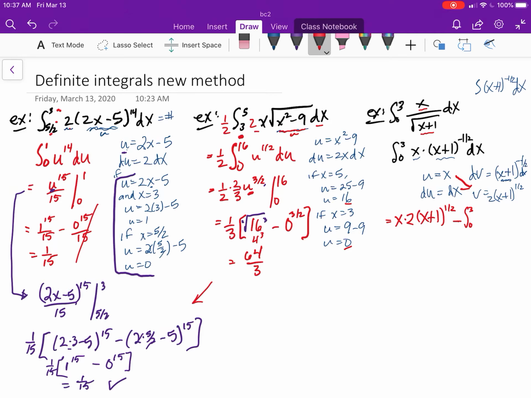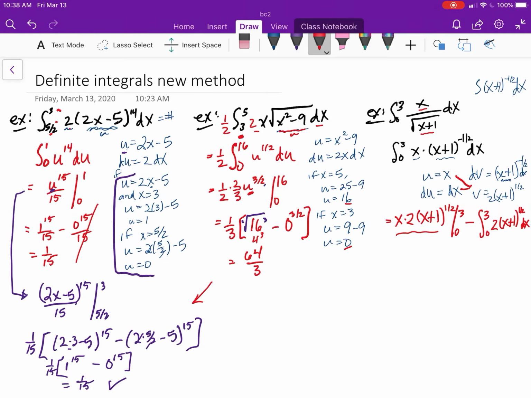And in fact, this is the first time we did it by parts. This first part, let me go ahead and erase this, I need some room, is evaluated from 0 to 3, right? We did the integral because we're using this formula. So this needs evaluated from 0 to 3, minus the integral from 0 to 3 of v du, 2 times x plus 1 to the 1/2 dx.